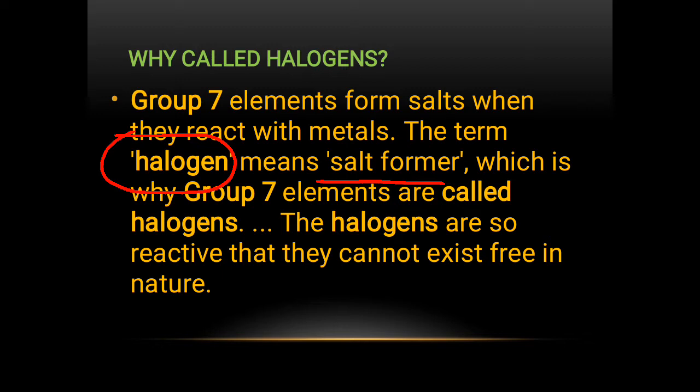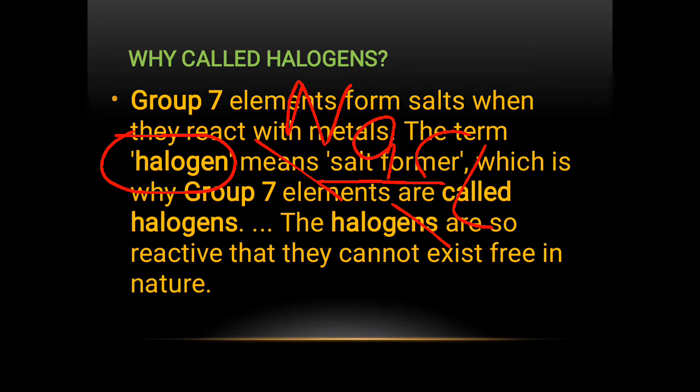So it was observed when they were started earlier or initially that they are the elements which form salts. And the most common salt is sodium chloride. You see, chlorine is the halogen and it's making salt with sodium, which is a metal.